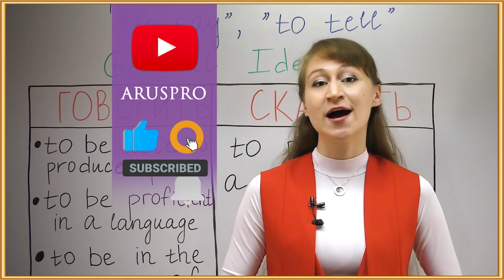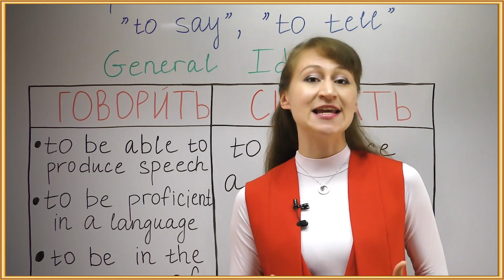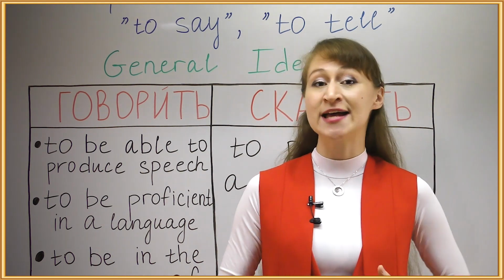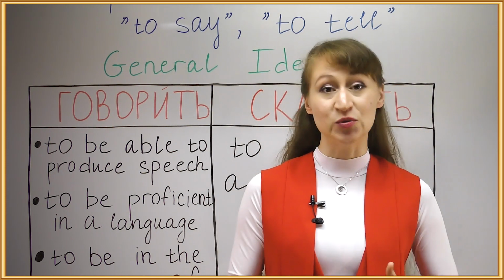In English, you have 4 verbs: to speak, to talk, to say, and to tell. In Russian, we have говорить and сказать. So how do we use them?